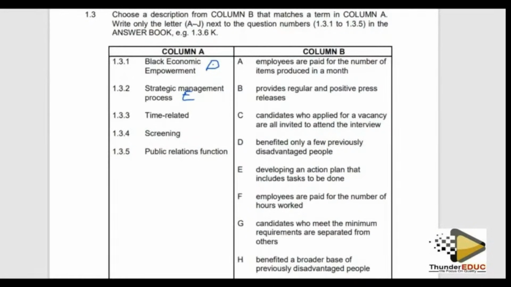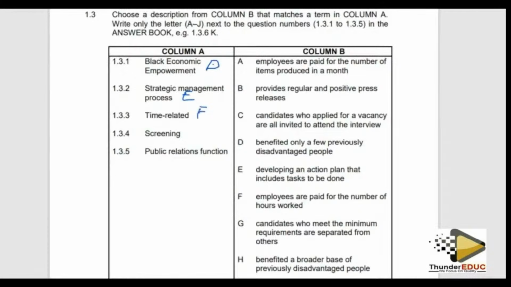But when it comes to piecemeal salary, employees are normally compensated based on the number of units they produced. So in this regard, our appropriate answer is going to be F, employees are paid for the number of hours that is spent at the workplace. So for 1.3.3, the answer that we have is F.